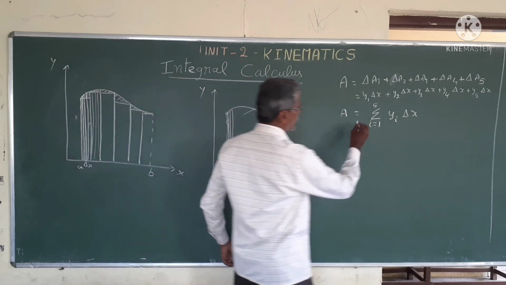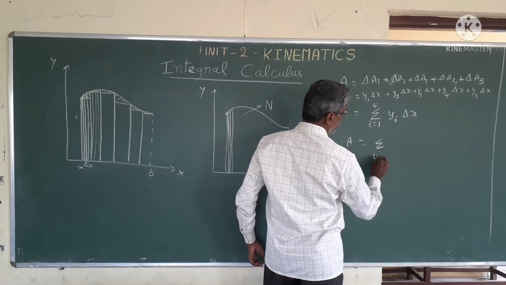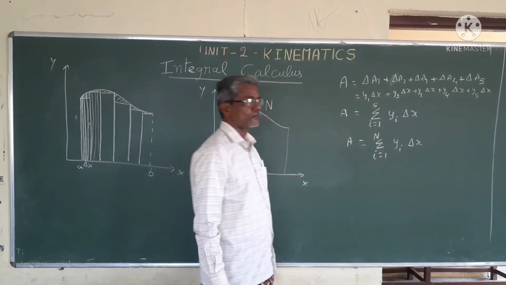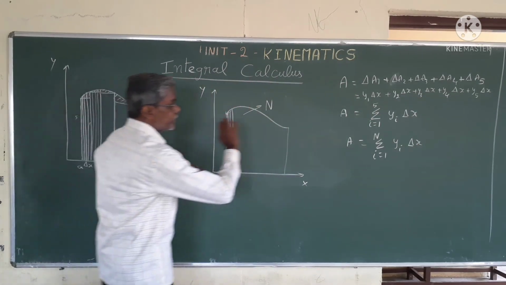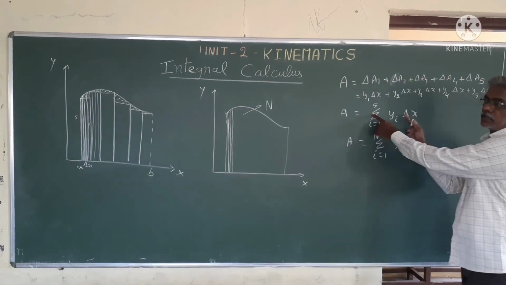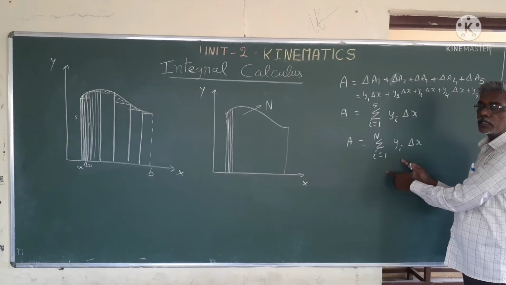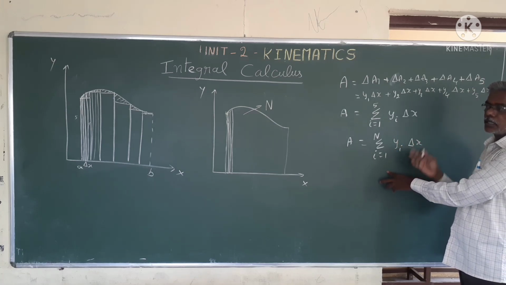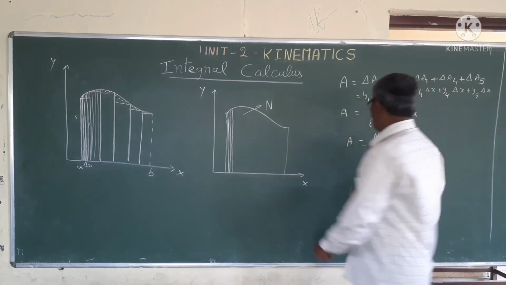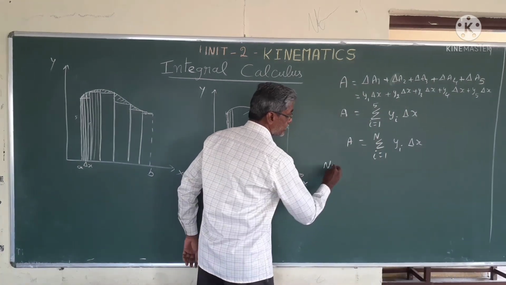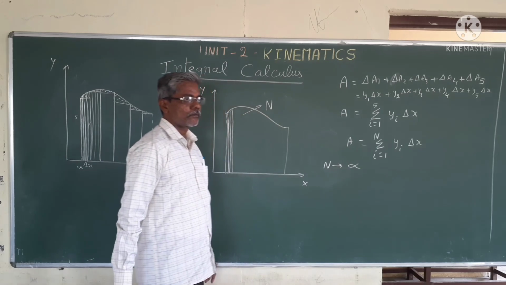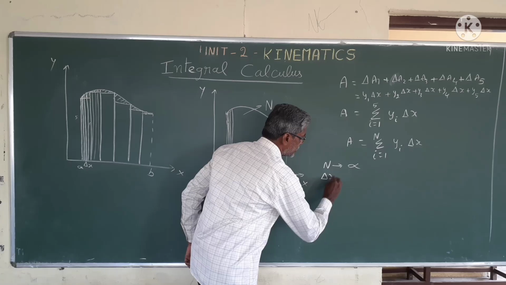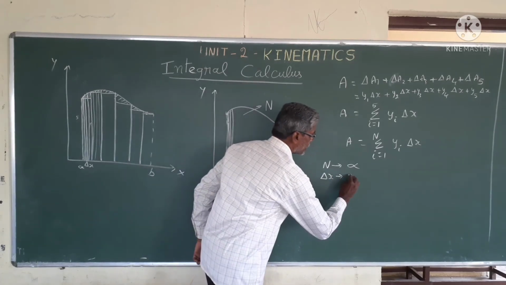Okay, that is, I can write A is equal to summation of i = 1 to n, y_i delta x. So when compared to this area, this rectangle, I can get it somewhat accurately. But to get the accurate area, what I can do is, this number of strips n tends to infinity. When n tends to infinity, automatically this delta x, this area becomes very small, and I can write it as dx.